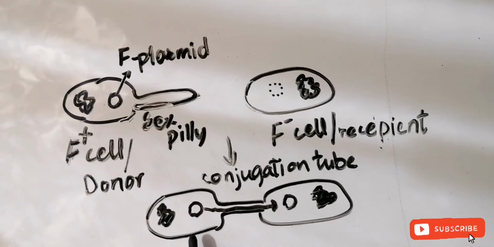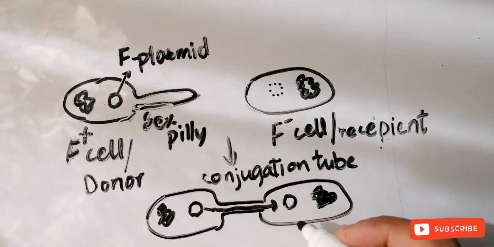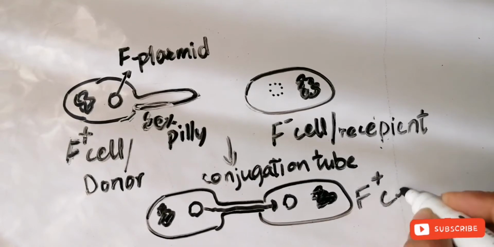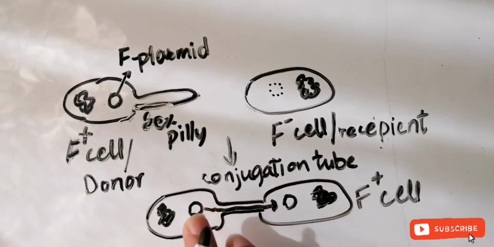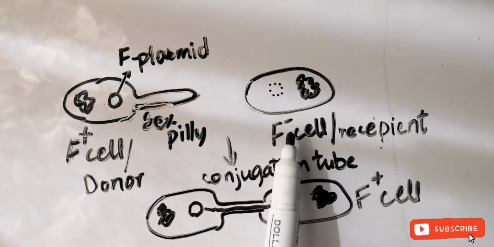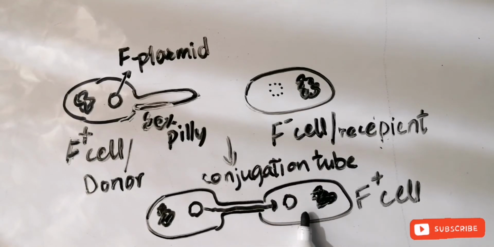The F plasmid is now transferred to the F negative cell, and ultimately this F negative cell will convert into an F positive cell because now it has that F plasmid. Whenever we call some bacterial cell F positive or F negative, it is based on the presence of that F plasmid. If the F plasmid is present, we call it an F positive cell. If not present, we call it an F negative cell. Now the F negative cell is converted into an F positive cell because it has the F plasmid in its structure.